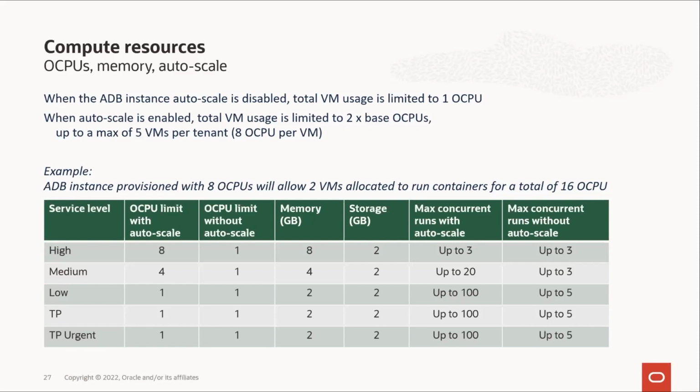The medium service level reduces to 4 OCPUs, but can allow up to 20 concurrent invocations. And the low service level allows for 1 OCPU and up to 100 concurrent invocations.